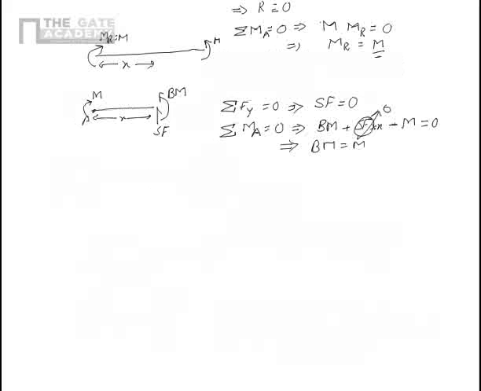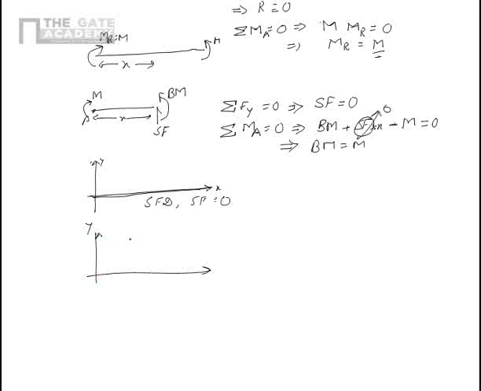So if I have to draw the shear force diagram, it is just a straight line at the origin. There is no shear force. SFD, SF is equal to 0. And if I have to draw the bending moment diagram, it is Y and this is X, and it is a constant entity. This is M. This is L. This is the bending moment diagram. Now this is also a very simple case.